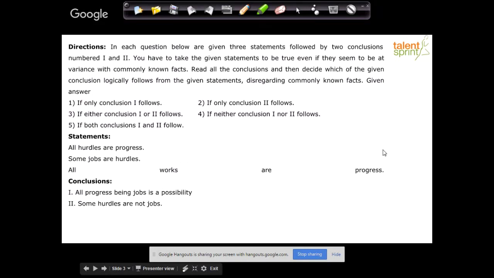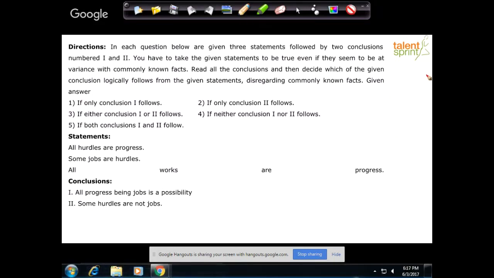Let's go on to the next question. Now, this question, boys and girls, is based on something that we call syllogisms. Now, what are syllogisms? Usually in syllogisms, there is a pair of statements. There are 2 or 3 statements that have been given to us. Now, the statements that are given to us, we have to consider those statements to be absolutely true.